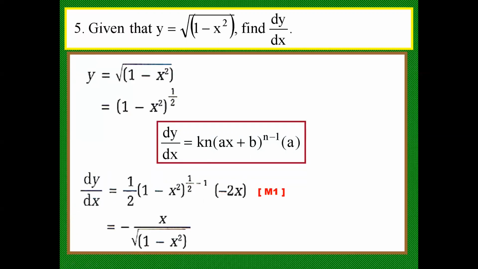Okay, so 1 mark when you apply it into the formula, and 1 more mark you get when you simplify your work. Although you use 2 different techniques, the marks that you are getting are still the same. Okay, 2 easy marks.